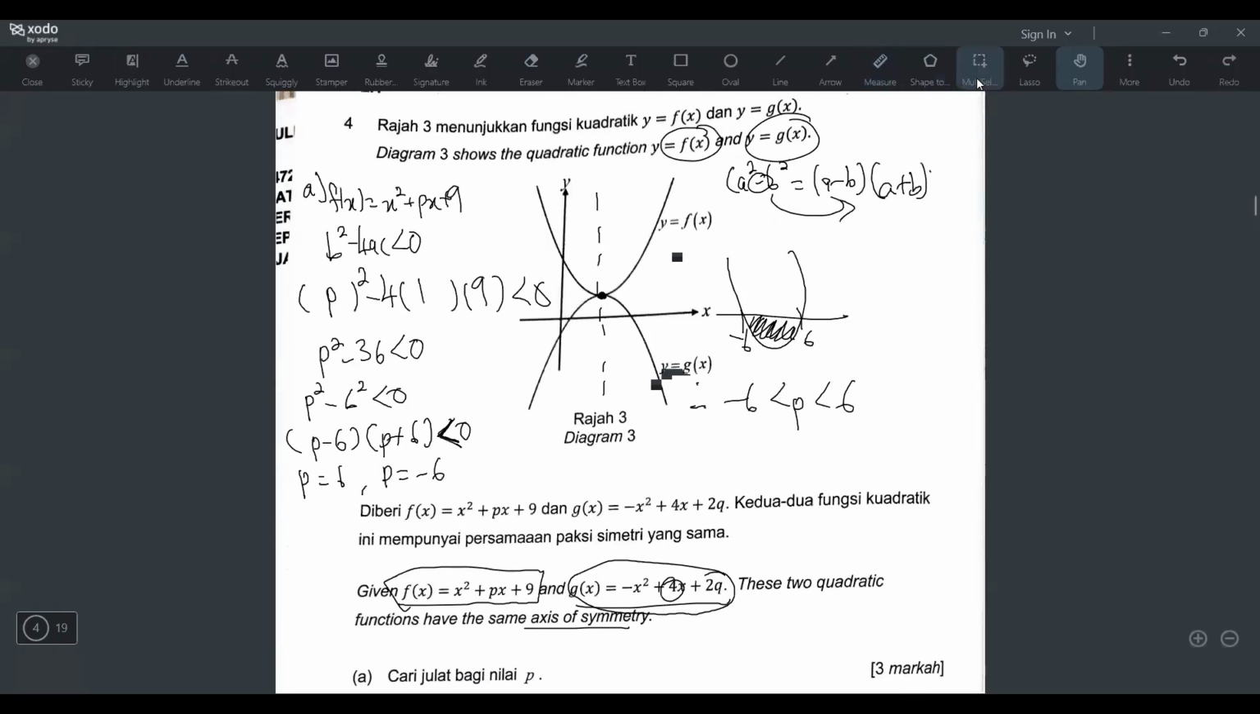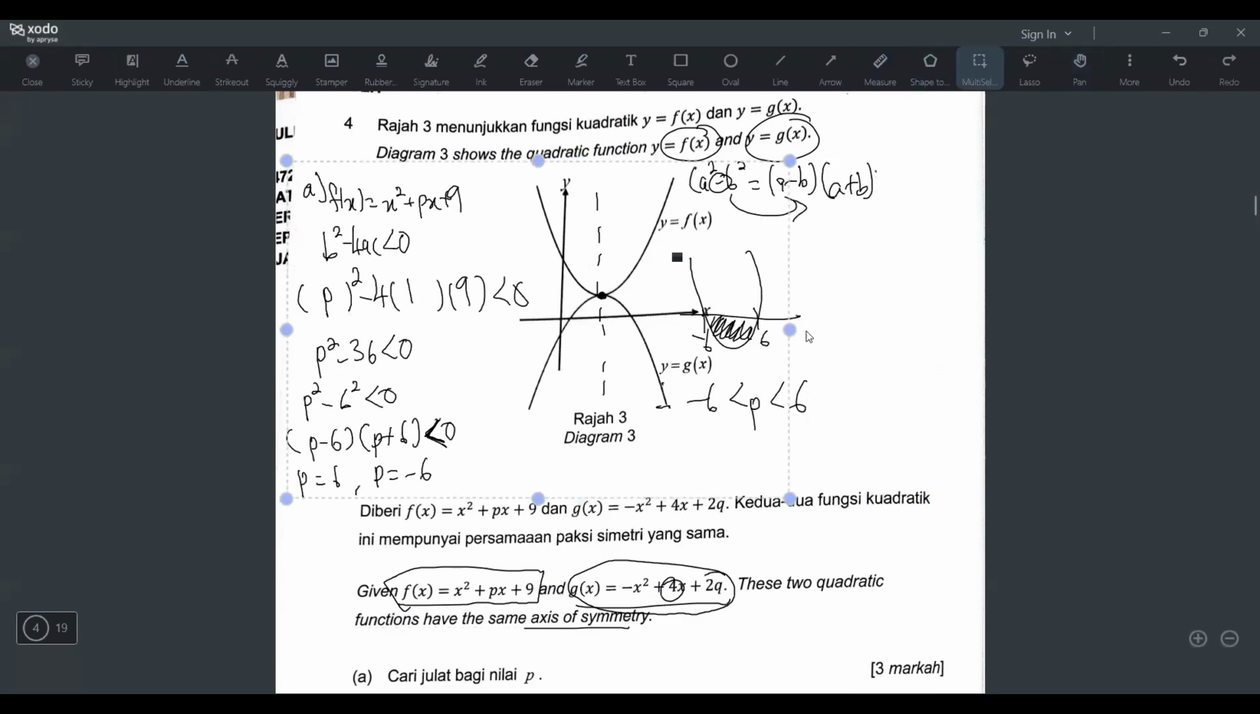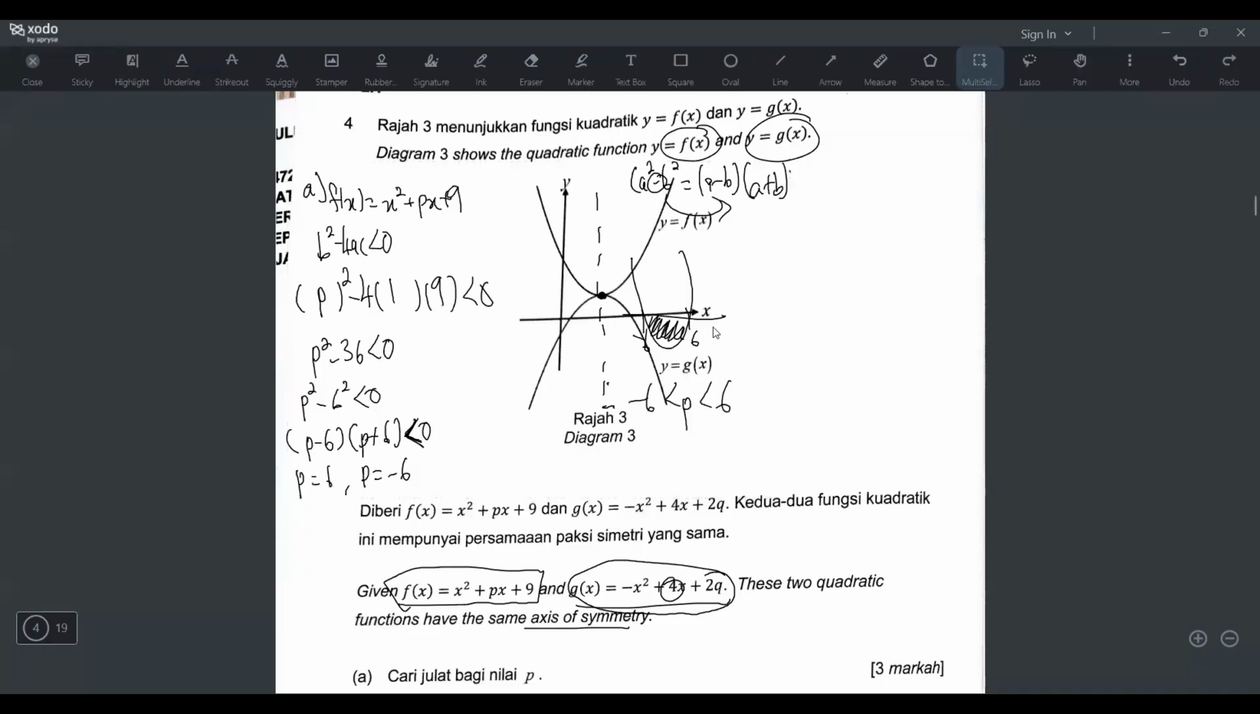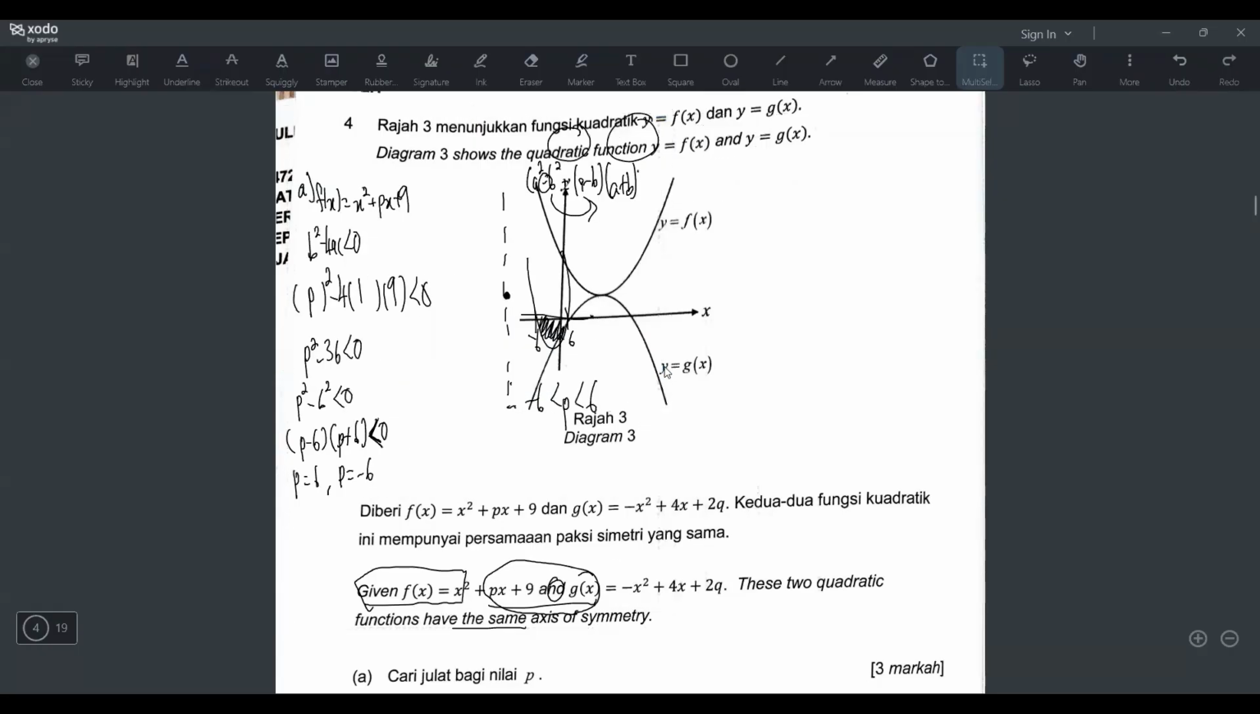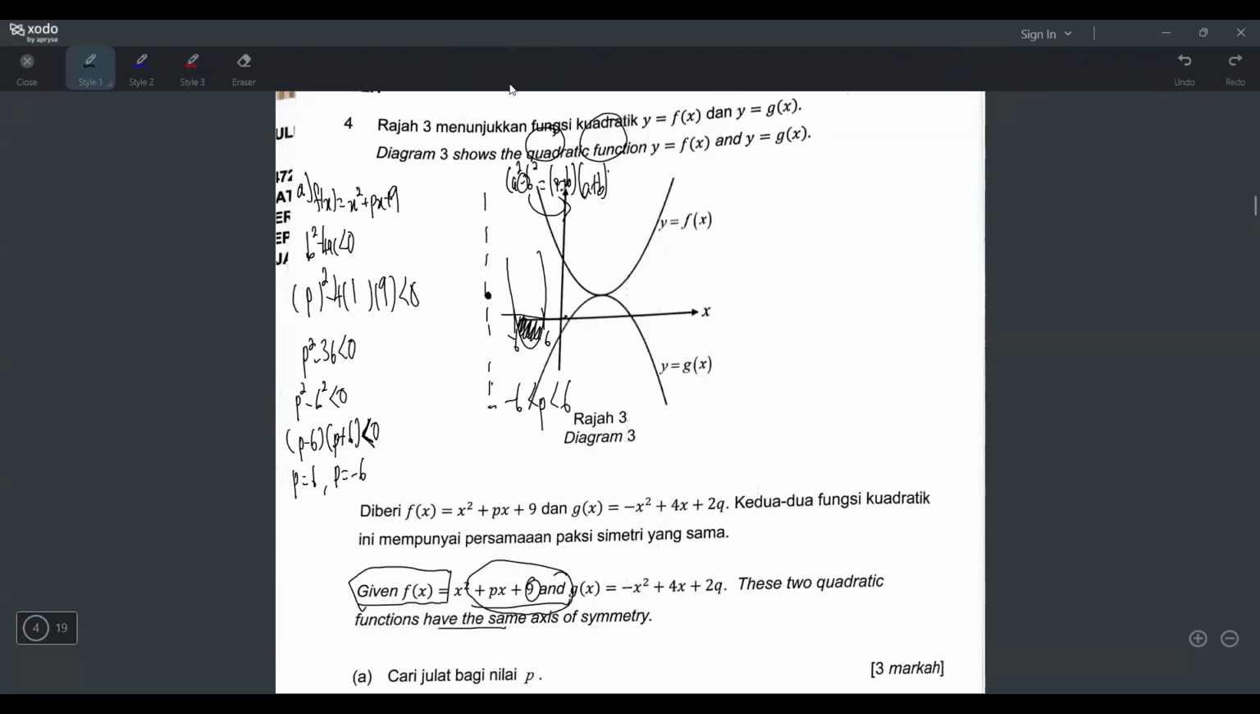All right, I need space. Wait. Okay, I'll just push this over like this, so I have space to do my working. Okay, like this. All right, I'll just do my part B here.